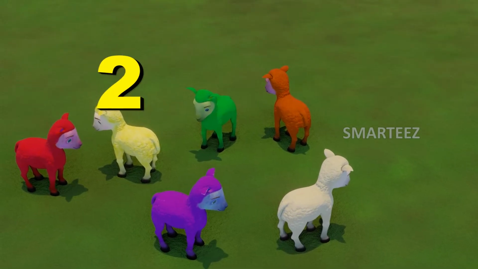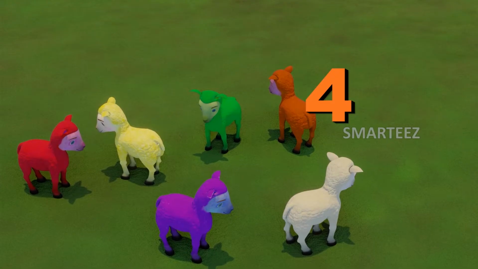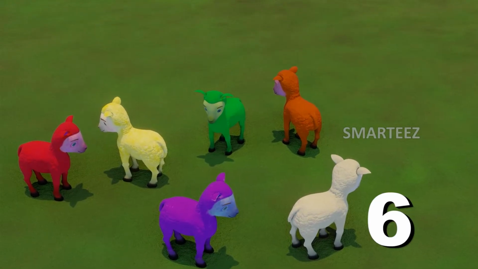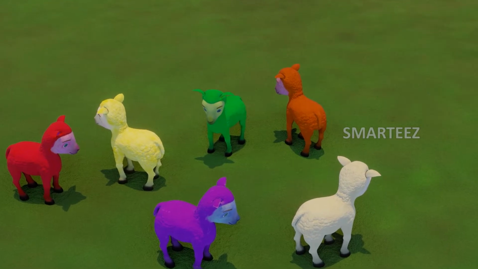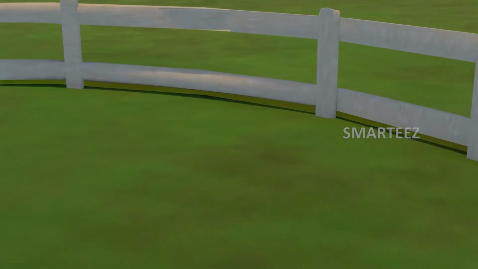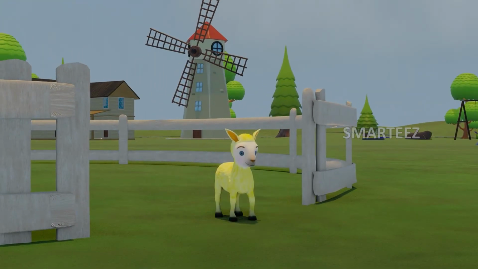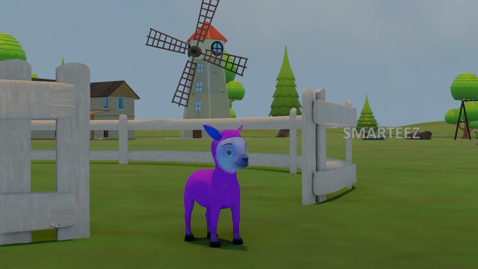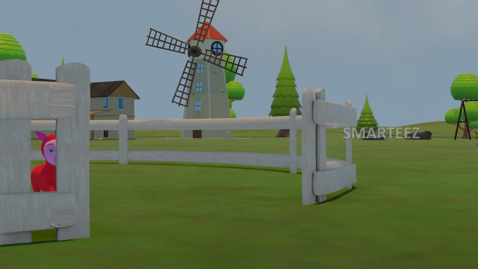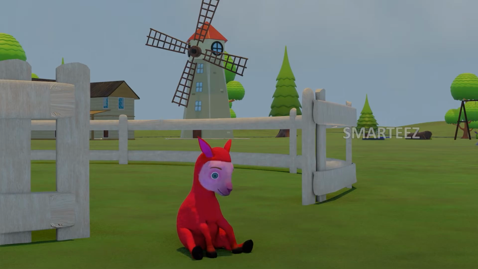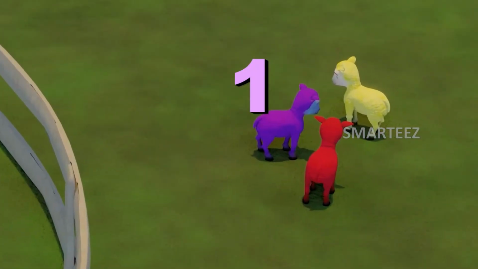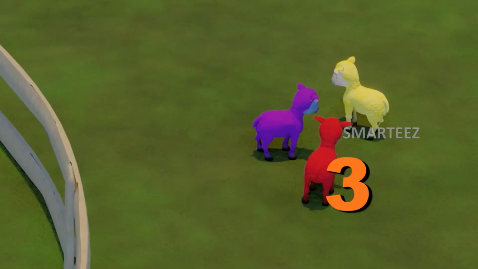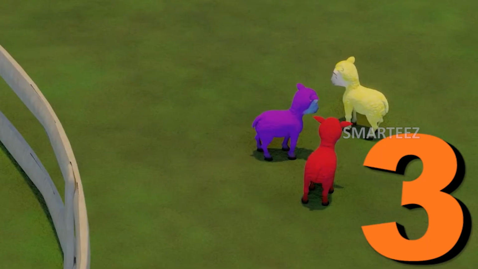1, 2, 3, 4, 5, and 6. There are 6 baby sheep inside the pen. Let's see what happens when some of them leave. That's 1, 2, 3. 3 baby sheep left the pen.